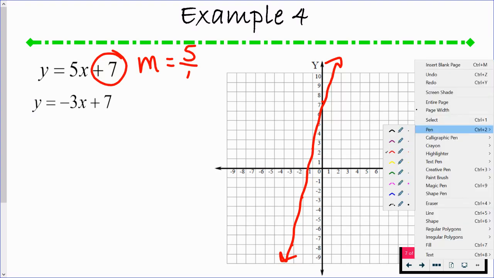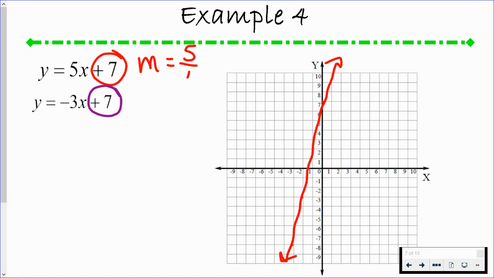Now I'm going to do my second equation, which is at 7. Ooh, that should alert you right away. I'm starting at the same exact point. Now my slope here is negative 3 over 1. So instead of going up and to the right, now I'm going to go down and to the right. Okay, so I always like to start off with always going to the right, but the positive or negative will determine whether I go up or down. So negative 3, I'm going to go down 3, right 1, down 3, right 1, down 3, right 1, down 3, right 1, down 3, right 1.